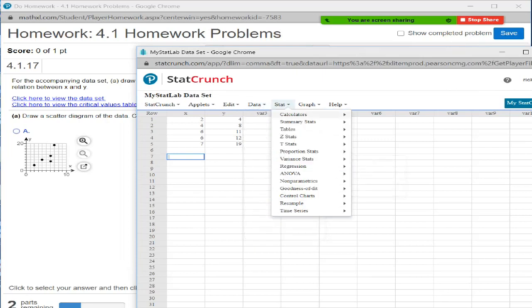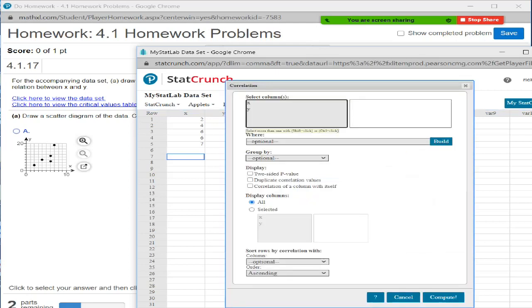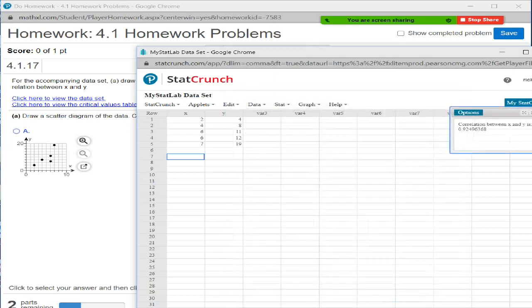So let's look at the stat. I'm looking for something related to correlation. Okay, summary stats, correlation. Okay, so the two things that I want to correlate are X and Y. So I'll put those both over here. I don't need a p-value. I don't need a duplicate. Sort rows by, I don't really need to do anything like that. Let's just compute.